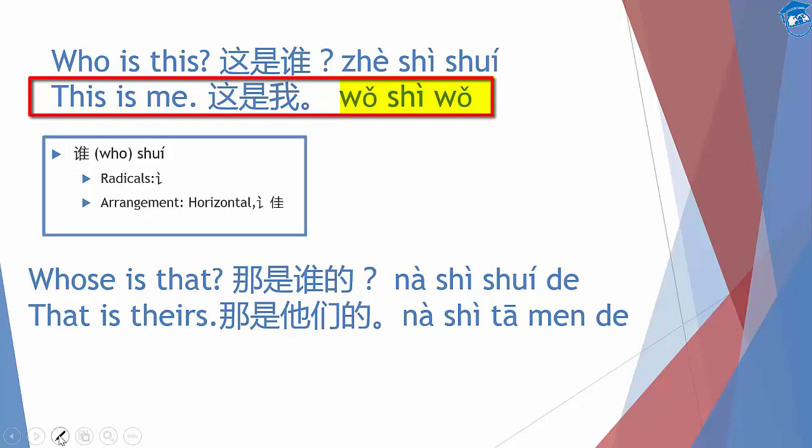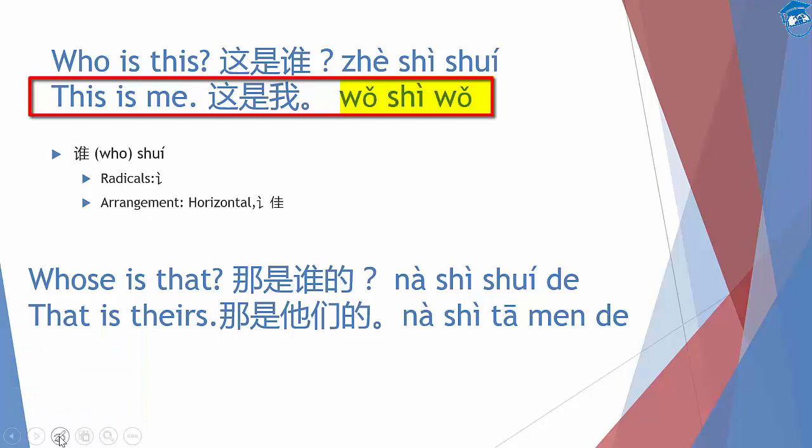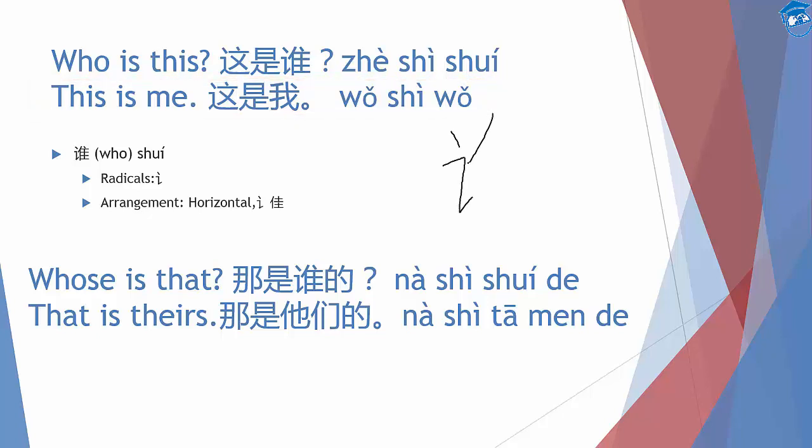So I will show you how I write the word 谁. So the first one, 1, 2, 3, 4, 5, 6, 7, 8, 9, and 10. 谁.